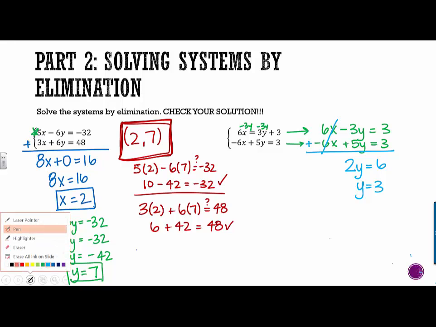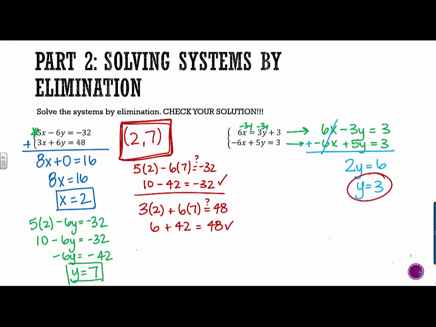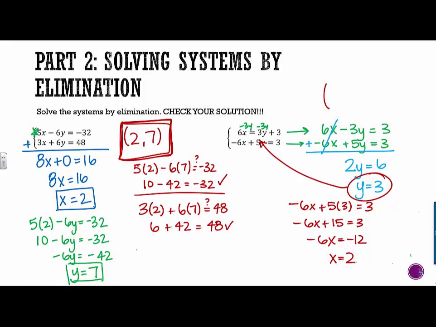So once we know that y equals 3, take it and plug it into either equation. Let's plug it into this one. Negative 6x plus 5 times 3 equals 3. So negative 6x plus 15 equals 3. Subtract 15 and divide by negative 6. So just like before, we could plug this back in and check it. If it was on a test or quiz, I definitely suggest you do that.